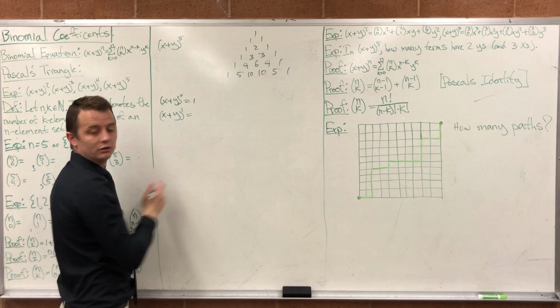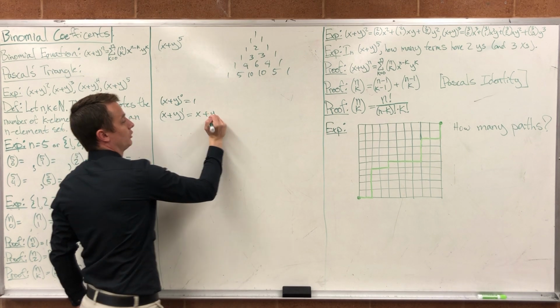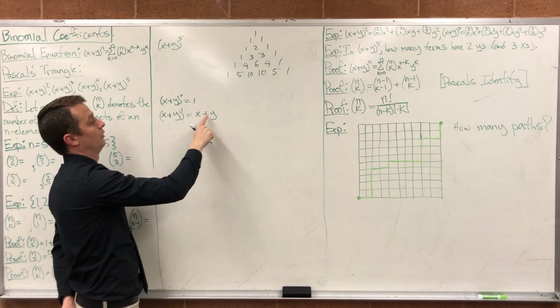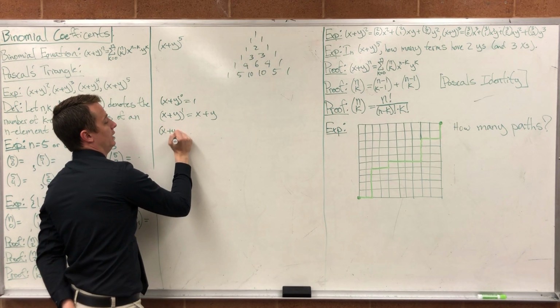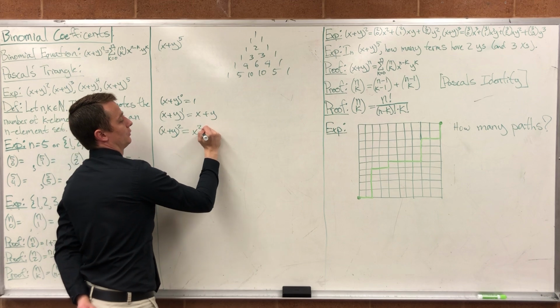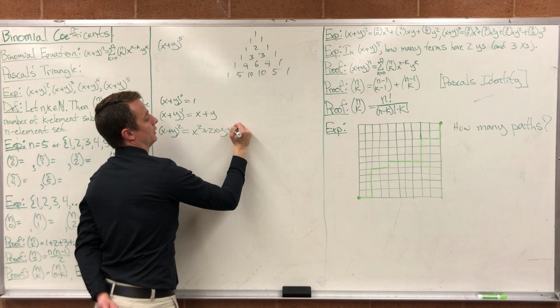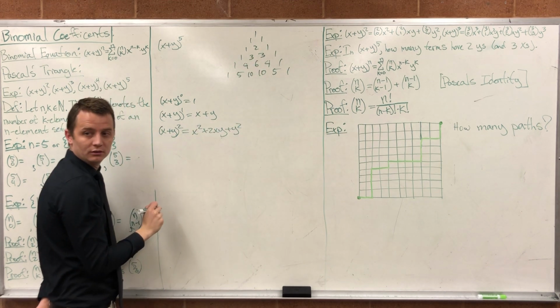X plus y. It's just x plus y. What's the coefficient on the first term? 1. What's the coefficient on the second term? 1. And we already did x plus y squared. That's equal to x squared plus 2xy plus y squared. 1, 2, 1. Okay.